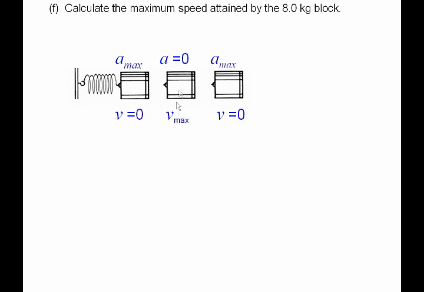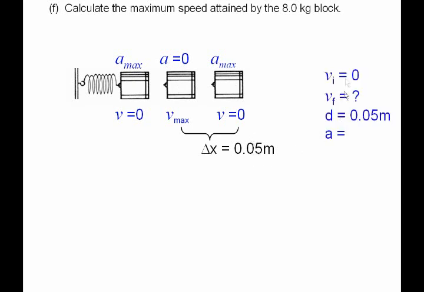So labeling all of those, I'm starting on my way to a kinematics formula. I have an initial speed, a final speed, that's what we're trying to find. I have acceleration, and I know this distance from the information they gave us, that stretch of the spring from the equilibrium position to the farthest stretch was 0.05. So these are all my kinematic letters that I know. All I need to do is figure out the acceleration, and then I can come back and complete this problem.